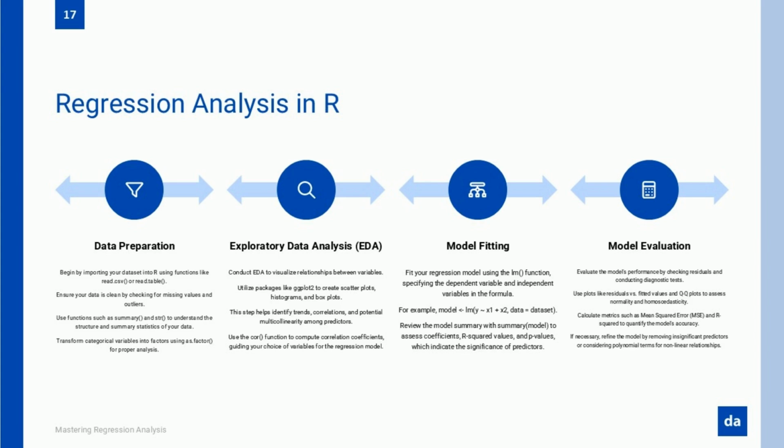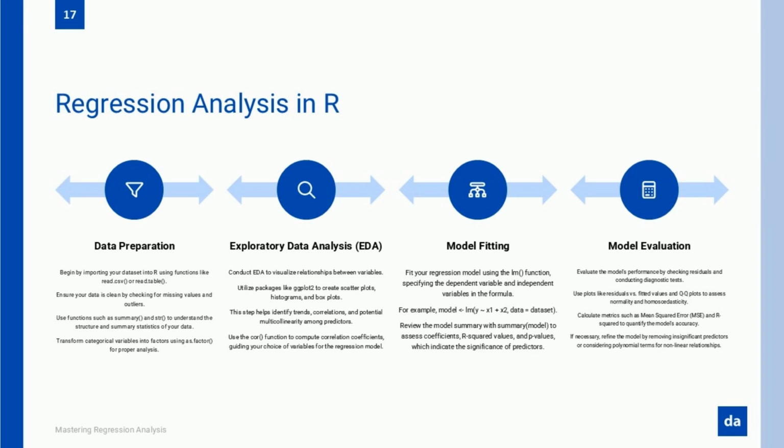Next comes the essential task of cleaning, checking for missing values and handling outliers. Functions like summary and str come in handy to explore the structure of your dataset and identify inconsistencies. Transforming categorical variables into factors using as.factor ensures that R recognizes them correctly in the analysis. This step ensures a strong foundation for regression.